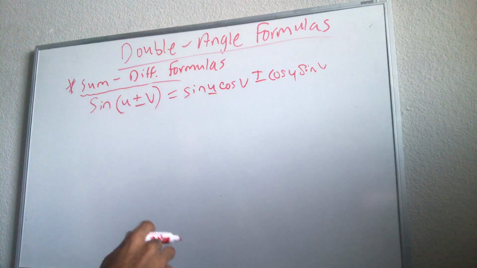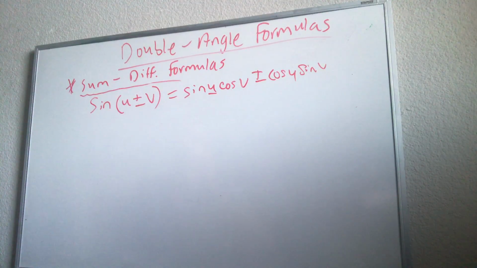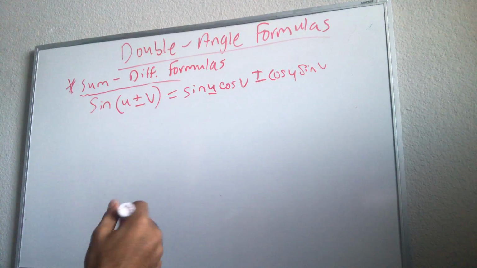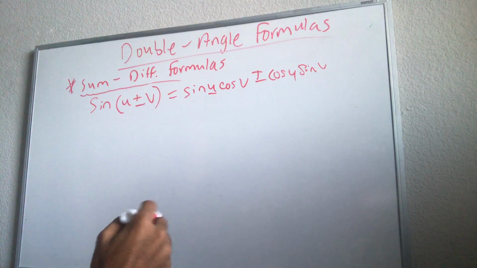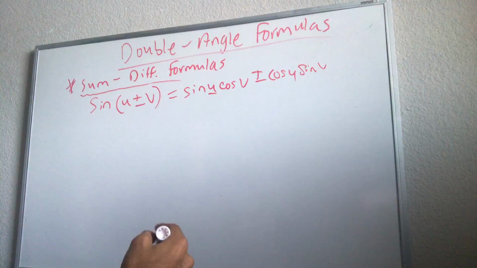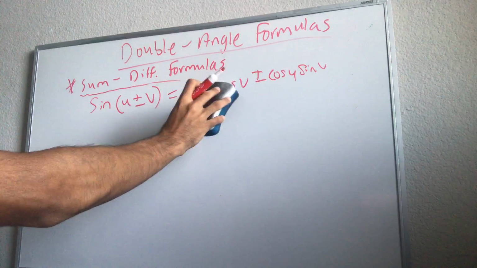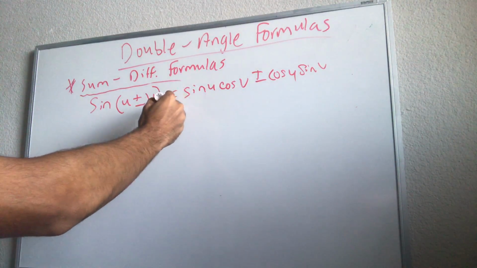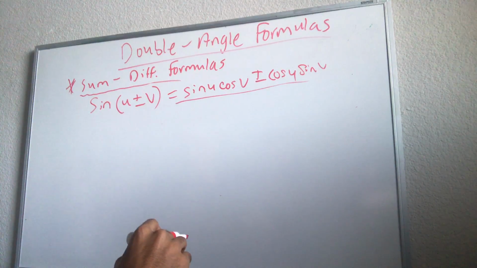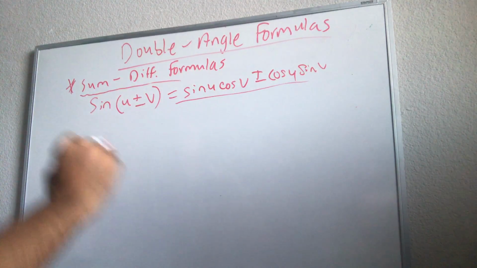Similarly, if you have a subtraction sign, you want to make sure you use the correct order. So if you have sine of u minus v, you do sine u cosine v, and then minus cosine u sine v. So you want to use that order. This is our first formula: sine of u plus or minus v is equal to sine u cosine v plus or minus cosine u times sine v.